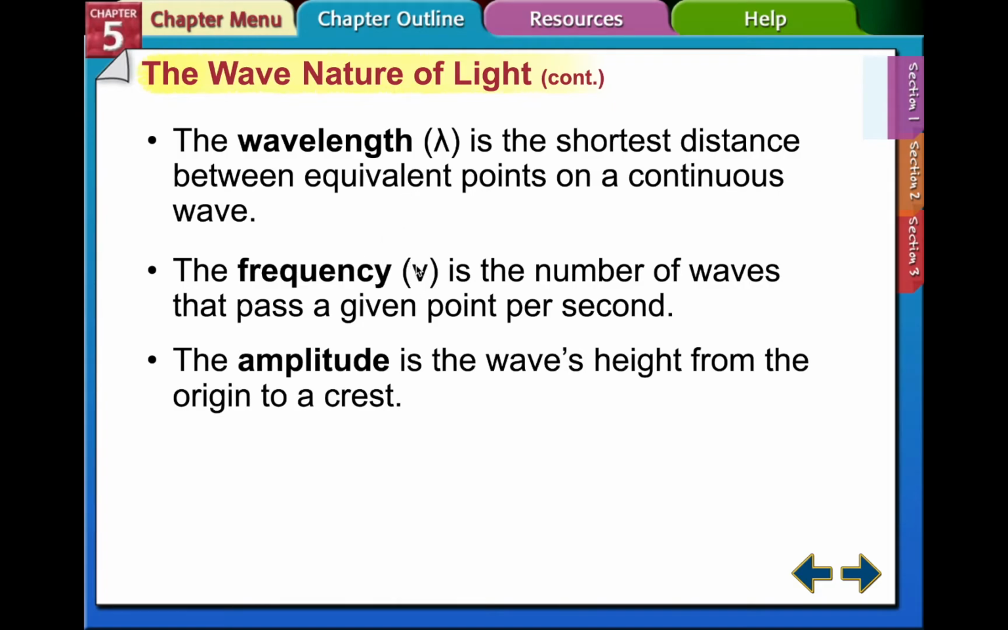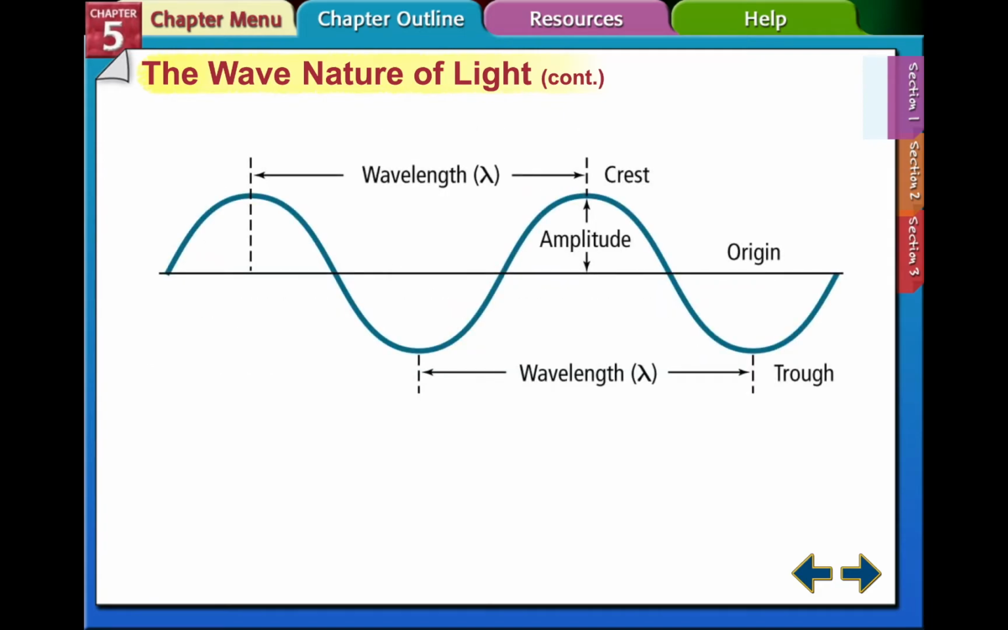Frequency is also represented with a Greek letter nu, and this is the number of waves that pass through a given point per second. Amplitude refers to the height of the wave. So again, wavelength is the distance between two identical points on a wave, amplitude is the height of the wave, and frequency is how many of these waves pass through a point in a second.